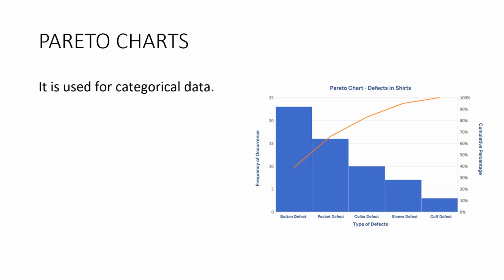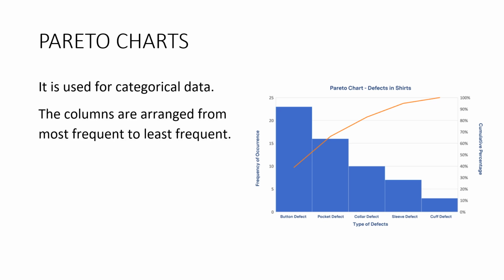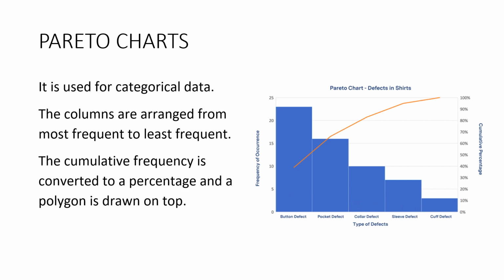So the first thing to note about a Pareto chart is that it is used for categorical data. And this one you can see on screen is about defects in shirts. And the columns, they are arranged from most frequent to least frequent. And then this cumulative frequency is converted to a percentage. So we haven't done that before. This is a cumulative percentage, and the polygon is drawn on top like this.